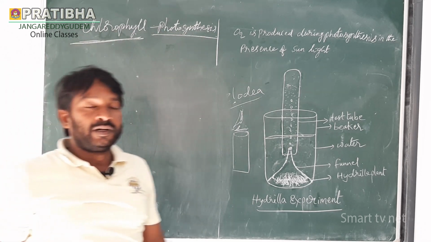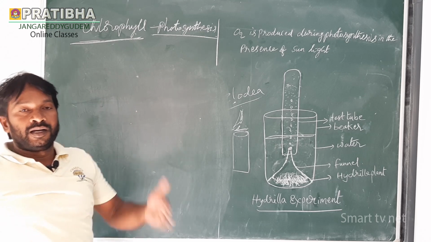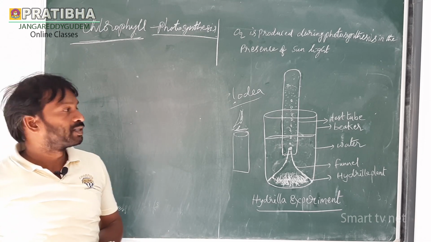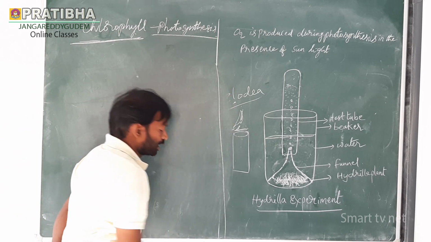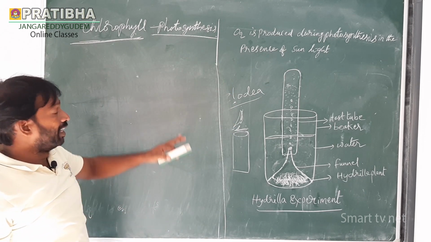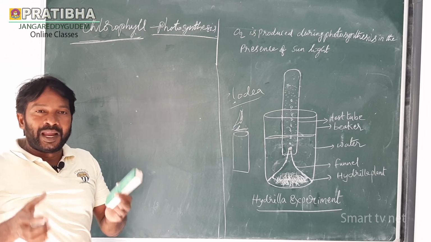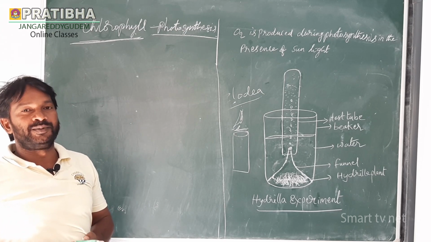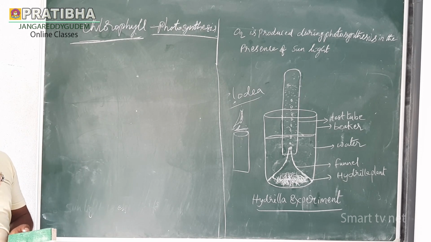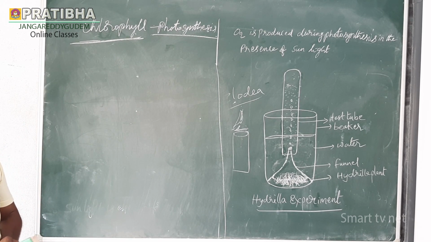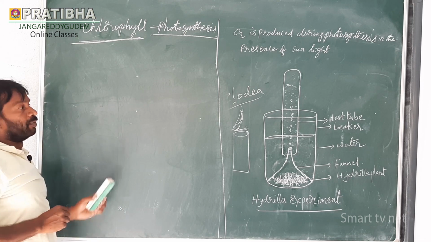After the Dutch scientist Ingenhousz, another two scientists came and did experiments. They observed the leaf and plant cells. In plant cells, they isolated or separated the green substance present, and they also gave it the name chlorophyll.